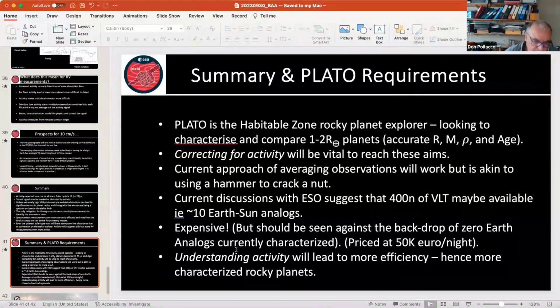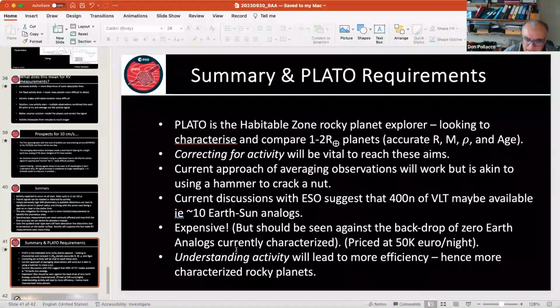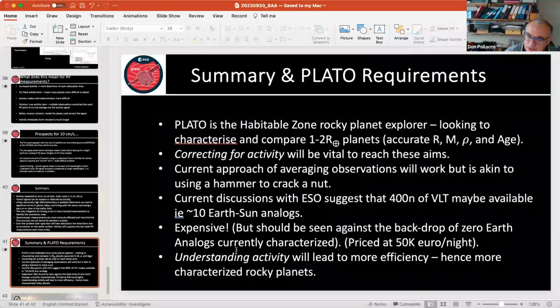I think the interesting thing is that the signal basically scales with semi-amplitude. What that means is that it's actually better for longer period planets. So it complements the transit and the radial velocity work quite well.